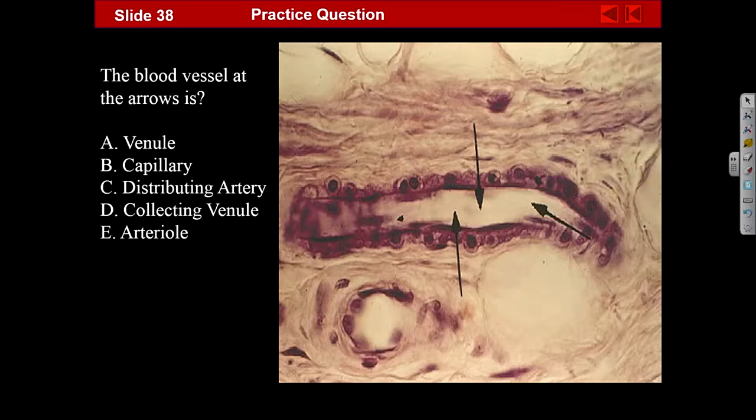So let's take a break on the hour at noon. We're going to start integument, which is basically skin and its specializations.